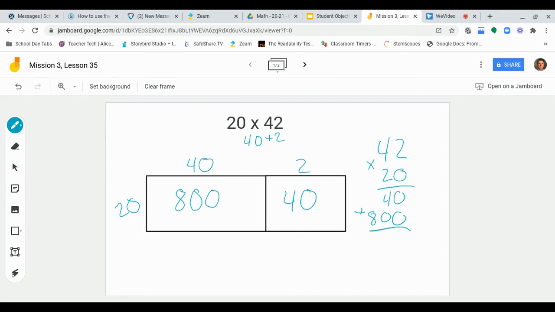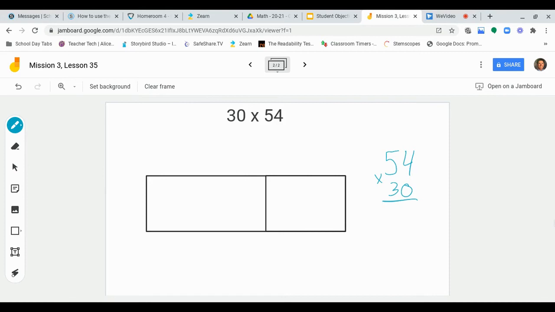And what do I need to do to finish this out, to get my product? I need to add them. So 0, 4, 840. So the product of 20 times 42 is 840. Again, I just draw it out as a box there, and I break it down. We're going to take a look at one more together just to really drive the point home.